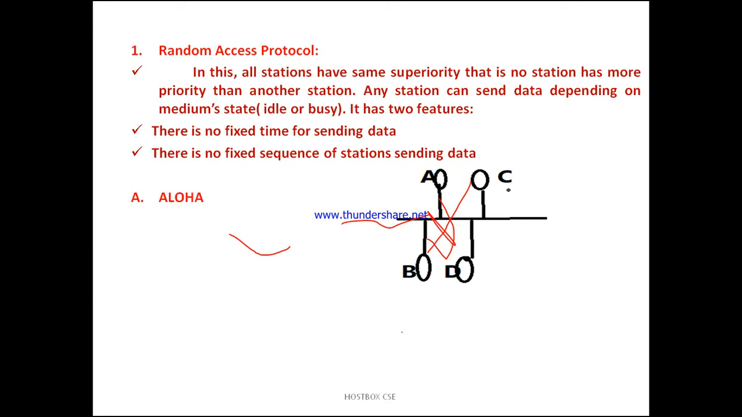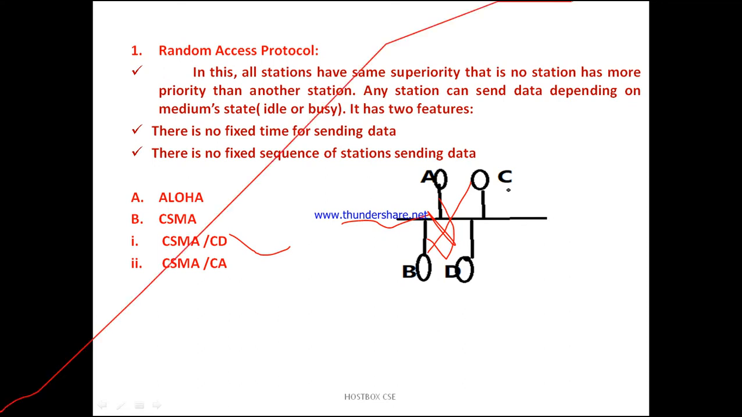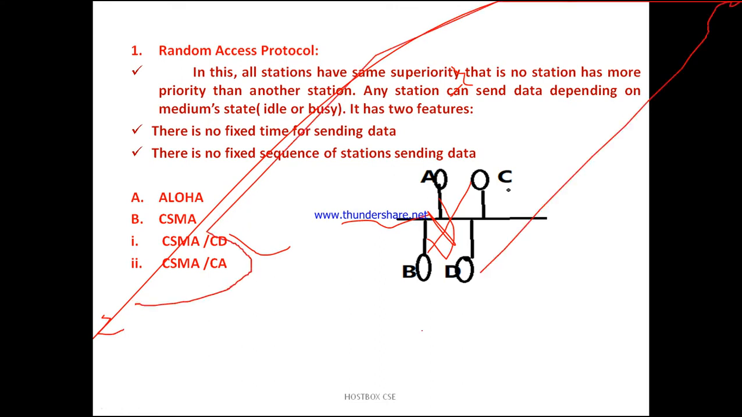The methods for reducing the collision are called Aloha, CSMA, CSMA CD, that is collision detection, and CSMA CA, collision avoidance. Here Aloha is one of the very important ones, and compared to Aloha, CSMA CD and CA are very important when you go for the GATE and UGC exams. Every year there will be questions when you choose the topic of networks. Definitely a question will come up.